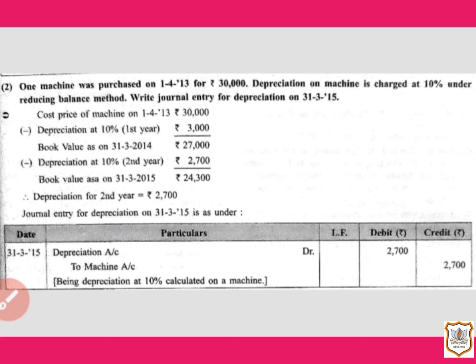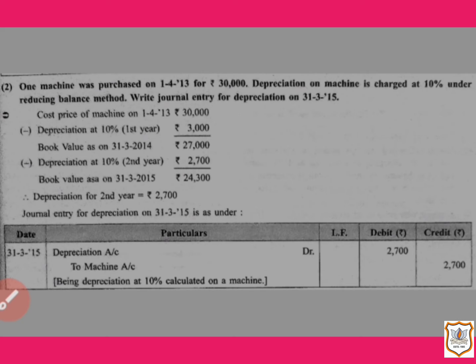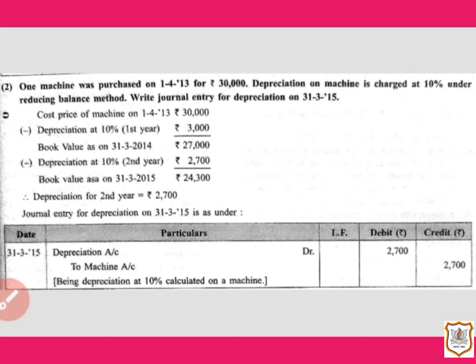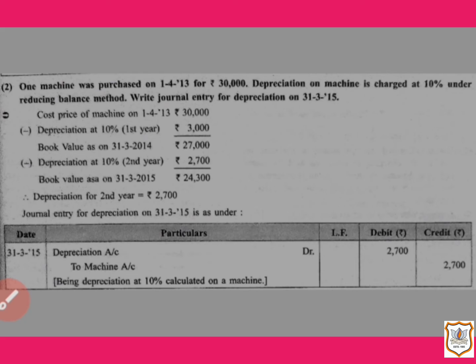Here is the question. One machine was purchased on 1st April 2013 for rupees 30,000. Depreciation on machine is charged at 10% under reducing balance method. Here we have to write journal entry for depreciation on 31st March 2015. Here we are given depreciation rate, that is 10%, and here depreciation on machine is charged under reducing balance method.